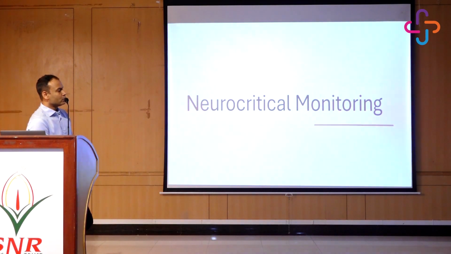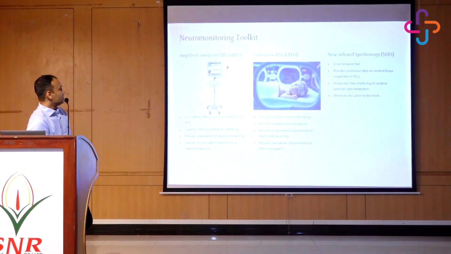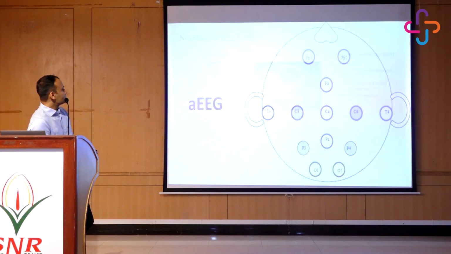So what all do we do in neurocritical monitoring? The main things we are going to talk about today are amplitude integrated EEG, continuous EEG, and an NIRS tool. So first, coming to amplitude integrated EEG.